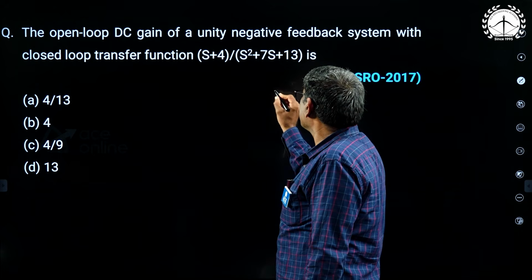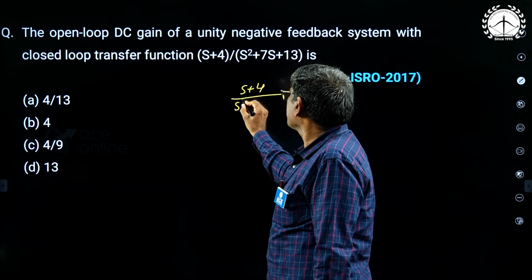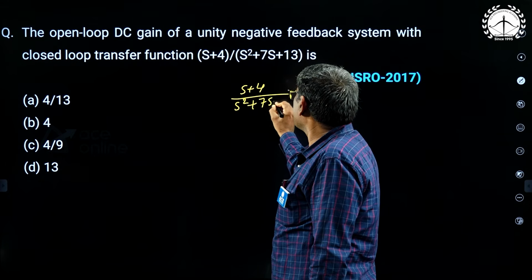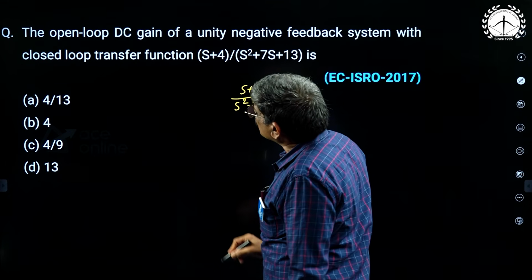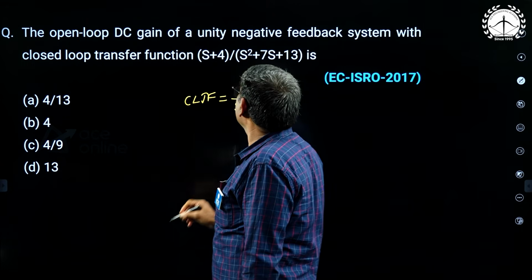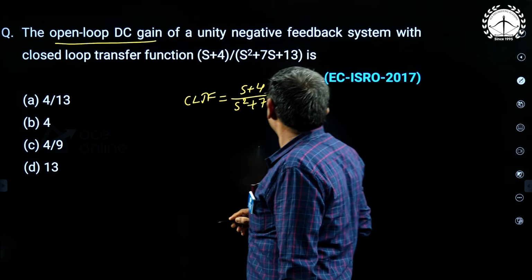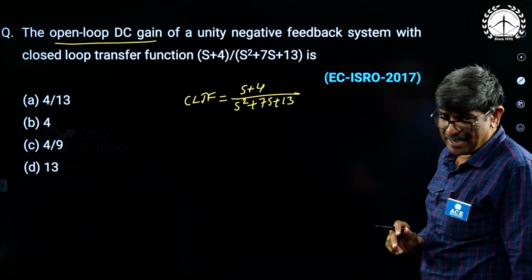Open loop DC gain is being asked. What is the transfer function given? (S plus 4) by (S square plus 7S plus 13). So, this is a closed loop transfer function. But what are they asking? They are asking for the open loop DC gain. We require to find the open loop DC gain.